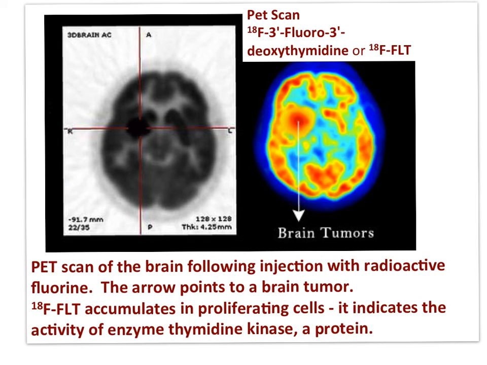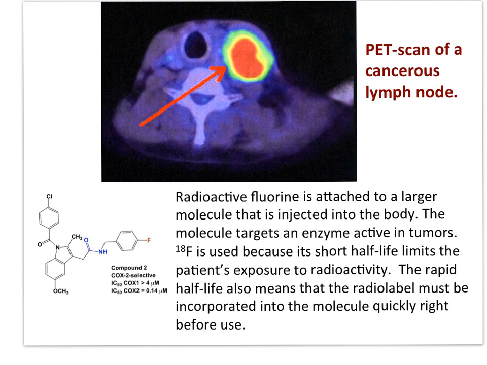18F-FLT accumulation indicates the activity of the enzyme thymidine kinase, a protein that characterizes high levels of cell division, which are typical of a cancerous cell. Here is another example where we use radioactive fluorine to diagnose cancer. The radioactive fluorine is attached to a larger molecule known as COX-2.